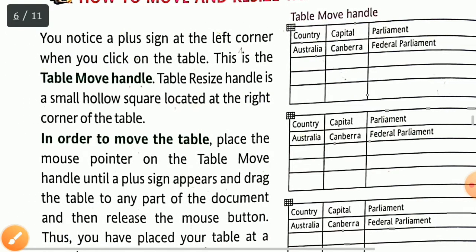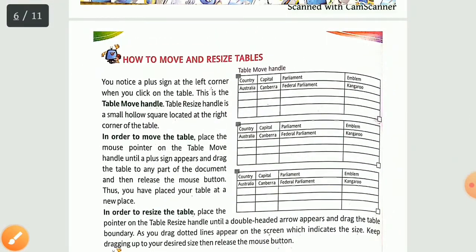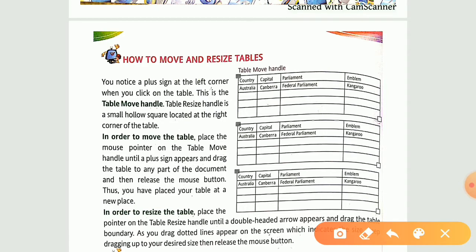Now, you notice a plus sign at the left corner when you click on the table. This is the table move handle. We are talking about this one on the top left, that is the table move handle. Now the table resize handle is a small hollow square located at the right corner of the table. This one we are talking about, this is your table resize handle.